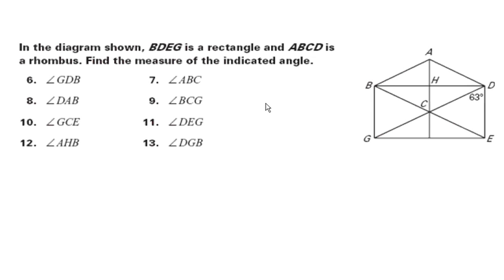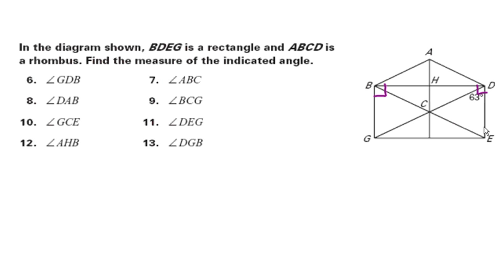Welcome to part 2 of Notes 8.4, where we're talking about some special forms of parallelograms. All right, so in this problem here, we've got a rectangle and we have a rhombus. So let's mark the things that make those a rectangle and a rhombus. If BDEG is a rectangle, then this is true.